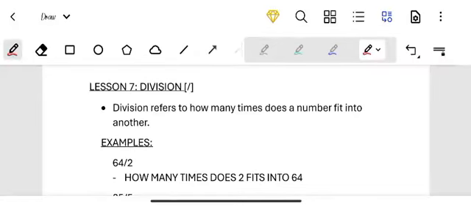In today's lesson, I want us to look at division. What you have to note when you're dealing with division is that you're checking how many times a number fits into a certain number. Okay, so let me give you an example.